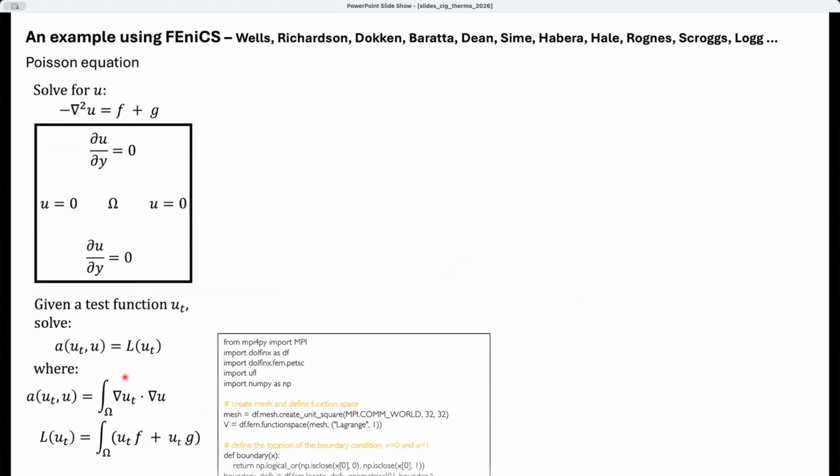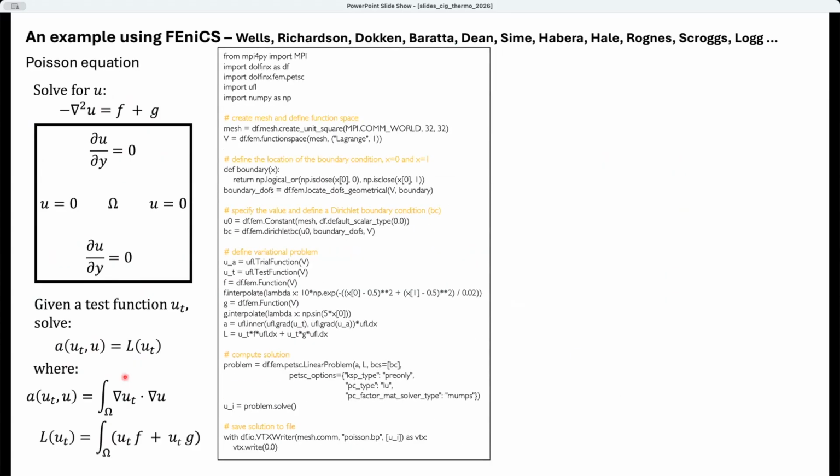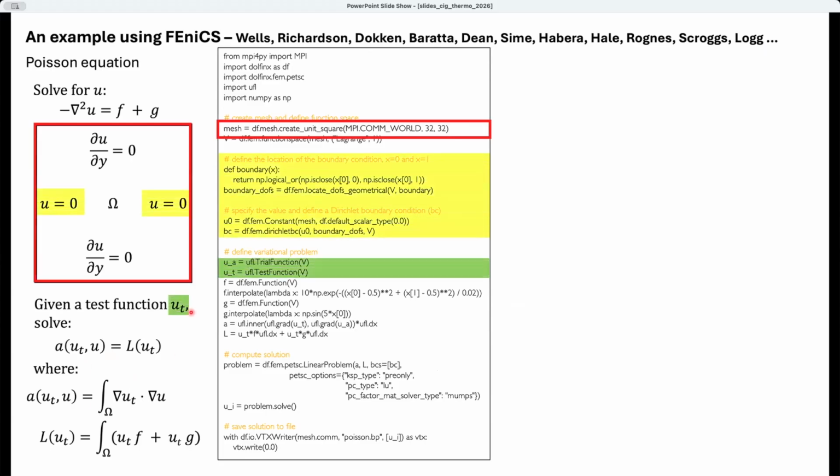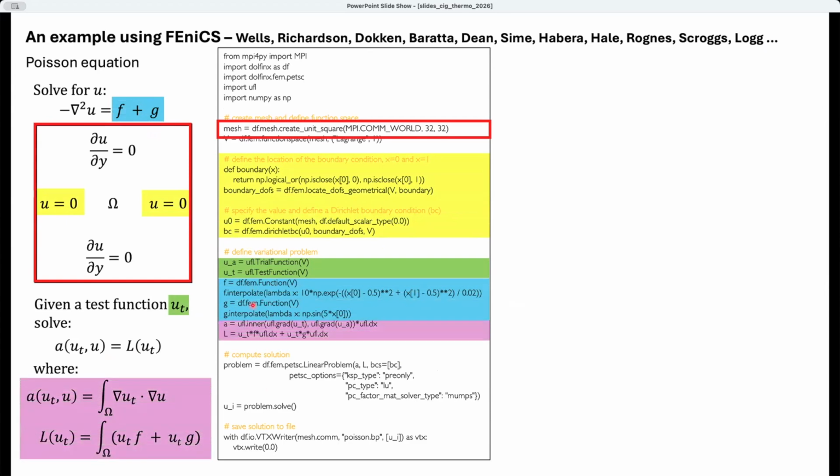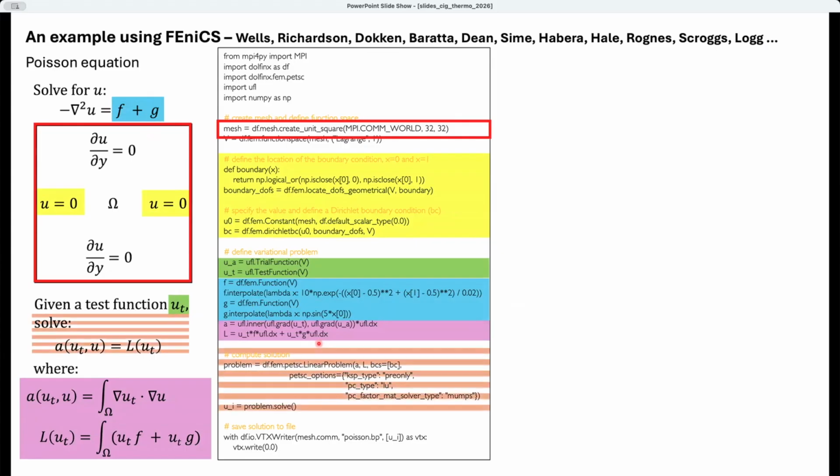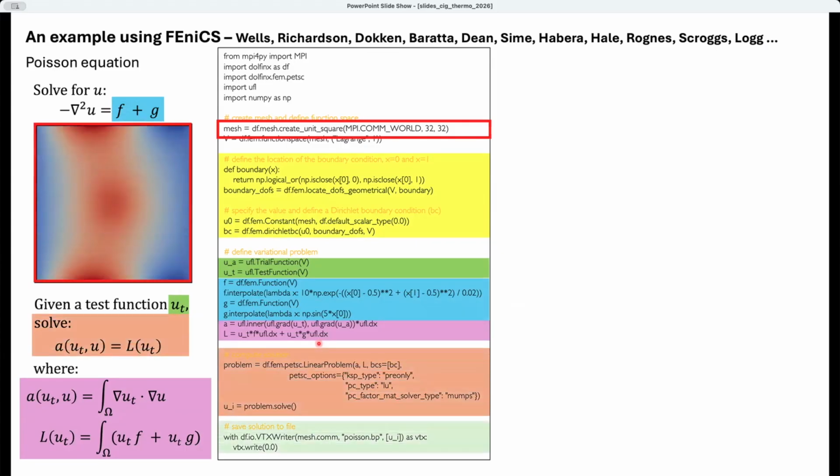What FEniCS allows us to do is to describe that in a very short Python script. I'm not going to go into detail on this Python script, but what you'll see is that we have just a description of the domain, a description of the boundary conditions, setting up our test function that we're going to multiply our equations by, setting up our right-hand side functions from our equation. And then, most importantly here, we have this two-line symbolic description of the equations we want to solve. We're going to pass that symbolic description into a solver, and we're going to get our solution back.